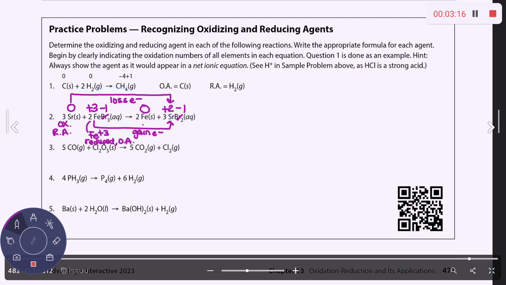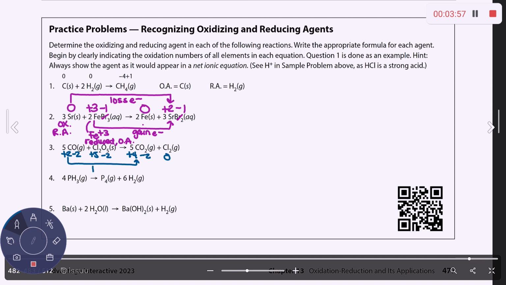Okay, for number 3, I'm going to write the oxidation numbers underneath since I don't have a lot of room. What's the oxidation number for oxygen here? -2. What would carbon be? +2. Okay, and then over here, what would the oxidation number be for the oxygen? -2. That means chlorine would have to be +5. And then over here, oxygen would be what? -2. Carbon would be +4. And this is elemental chlorine, so 0.